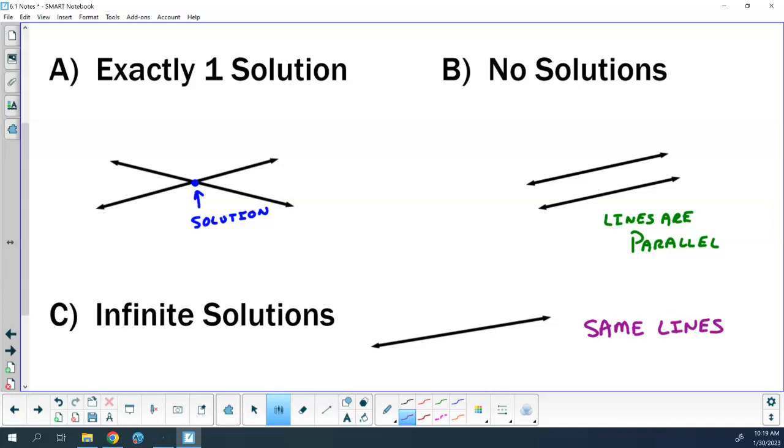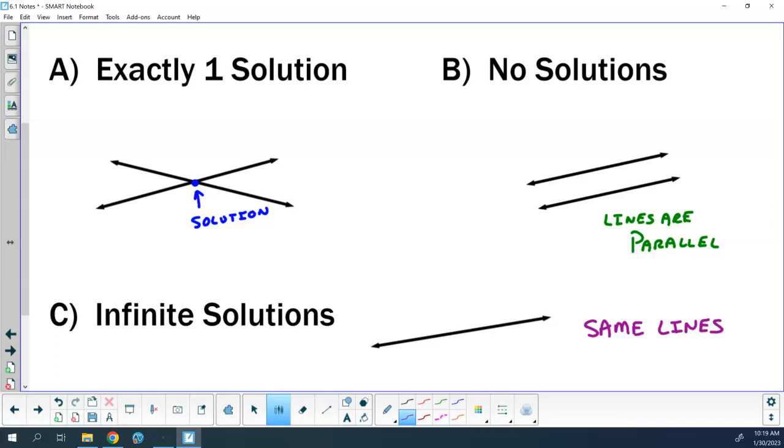If the lines overlap or they end up being the same line, then there's infinite solutions. So throughout this chapter, when we are determining or finding a solution, your answer is going to be one of those three things. Okay?